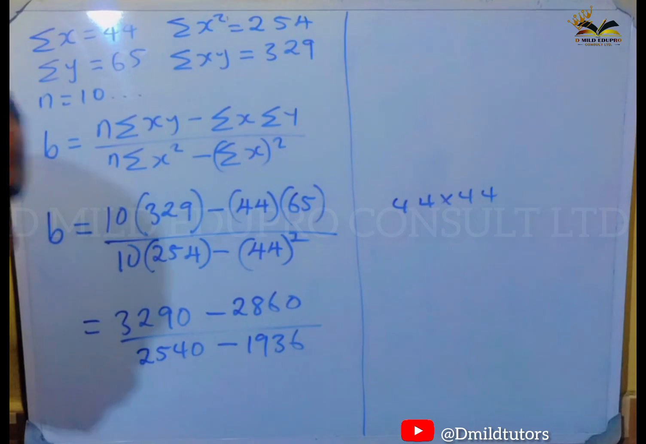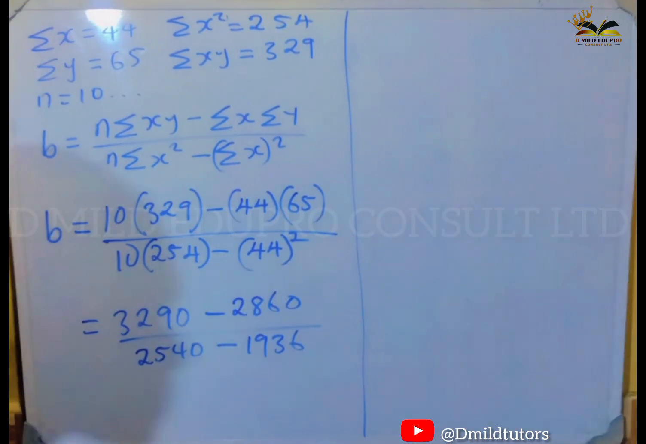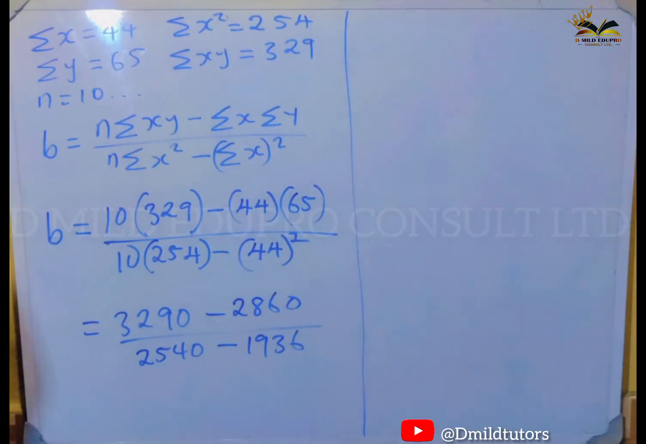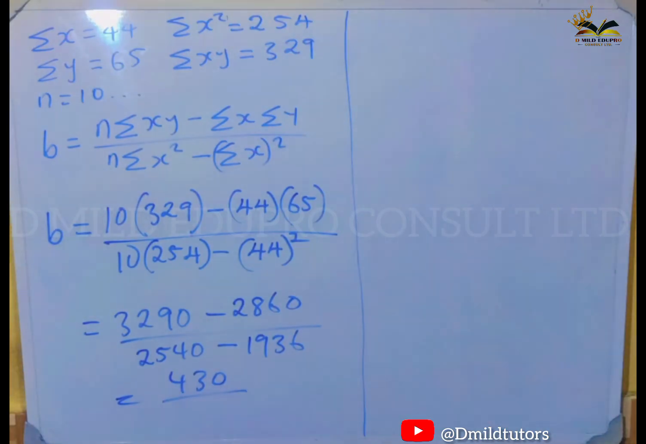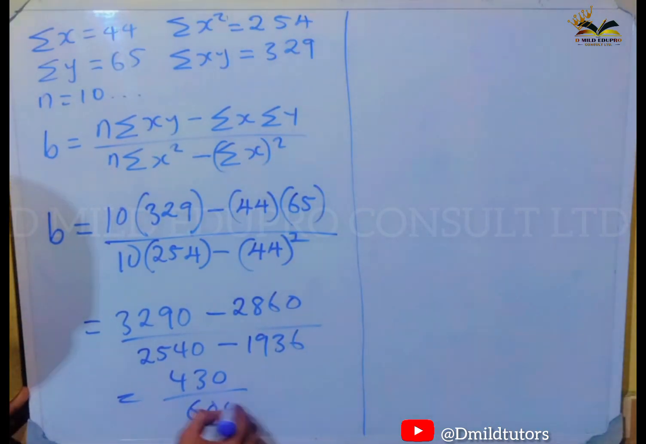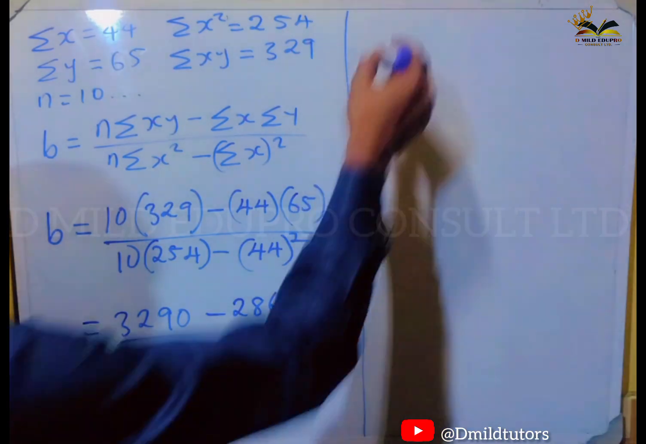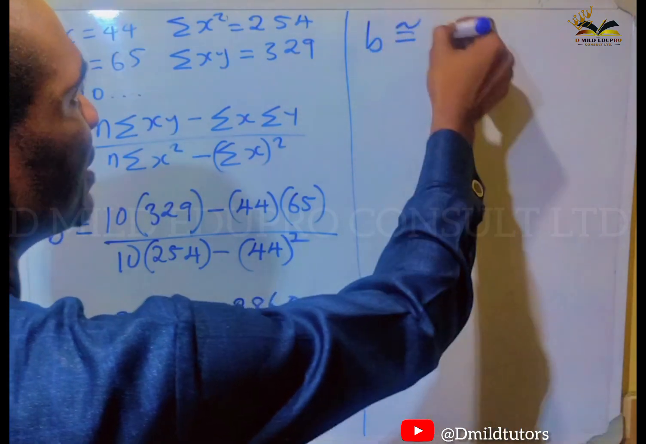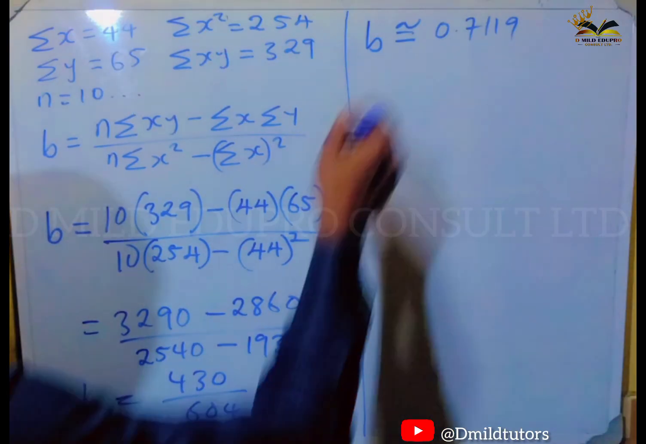Like I said, please go through it using your calculator so that you understand it better. Now, if you do your minus, this over this minus this, I think you're going to have 430 all over 604. Remember, it's B we are looking for, right? Now, if you divide 430 over 604, we are going to have B approximately equal to 0.7119. The next thing is to get A.